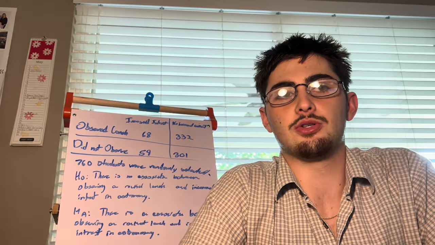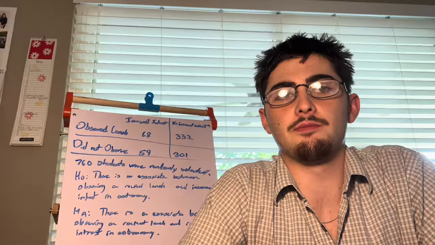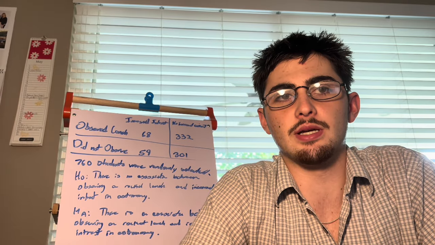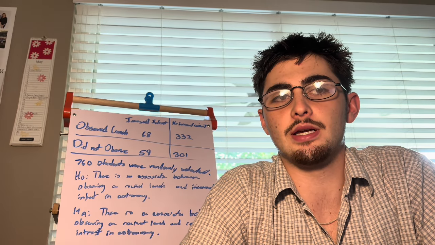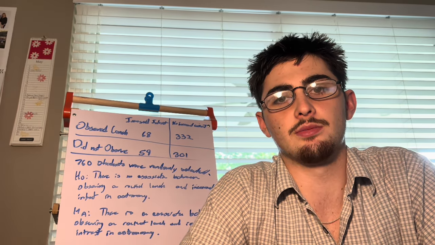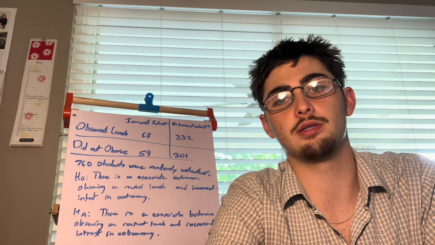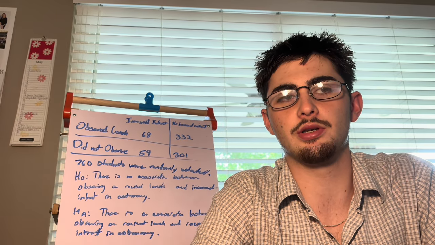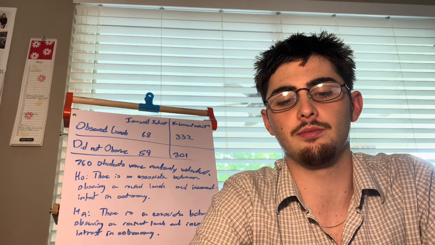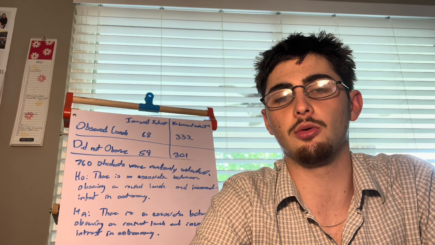So a lot of students struggle with the chi-square test because there are several steps to it and the wording can get a little confusing. But once you understand the logic behind the test, it becomes a whole heck of a lot easier. So the main idea is pretty simple. We're just trying to determine whether two categorical variables are related to each other.